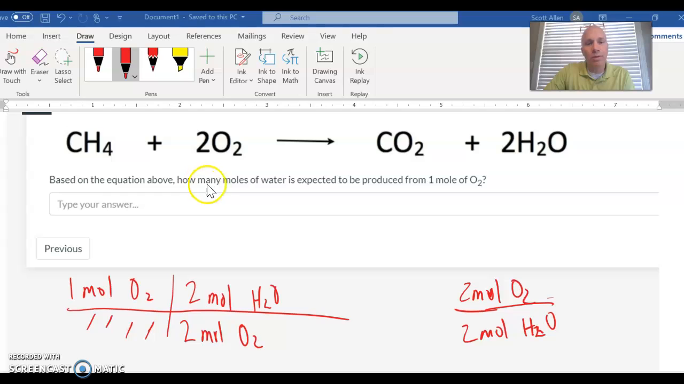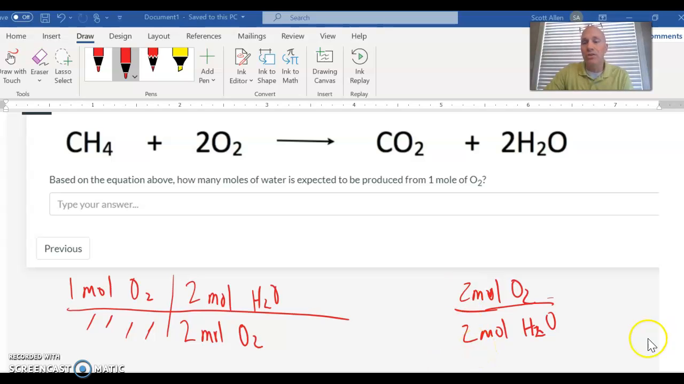In the next problem, how many moles of water is expected to be produced from 1 mole of O2? In this question, identify the things that you're going from and to. We've got oxygen and we've got water. One thing that we know we're going to have to use is a mole-to-mole ratio. For every 2 moles of oxygen, we should be able to make 2 moles of water. I know that a 2-to-2 ratio is the same thing as a 1-to-1.